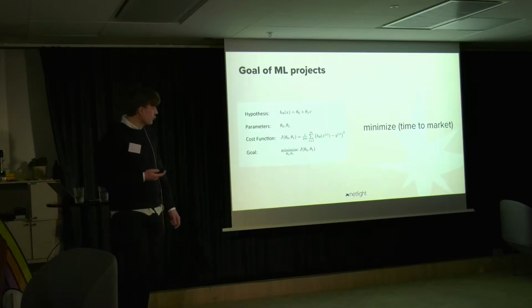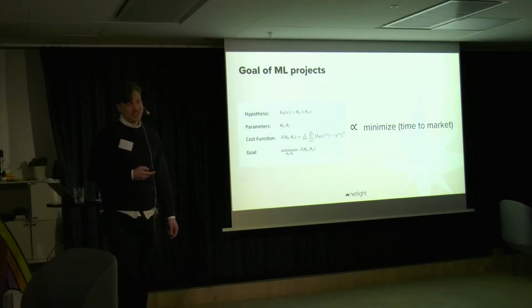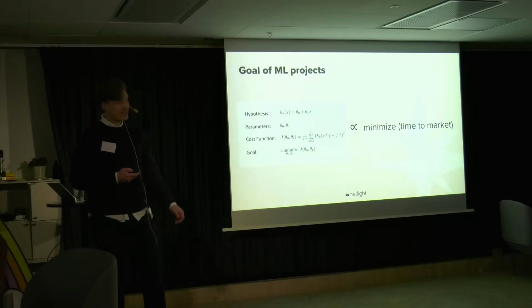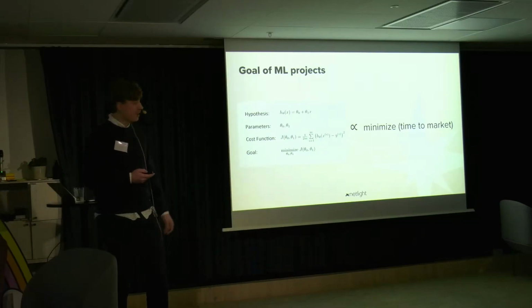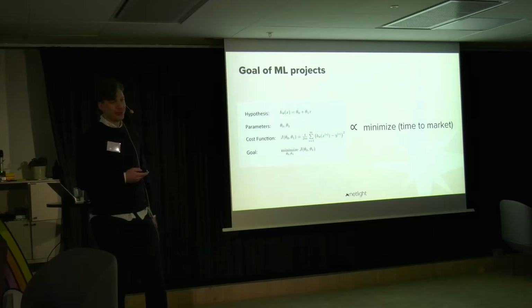So that's why, at the same time as you minimize your cost function, you also need to minimize your time to market. And the problem is that sometimes these two have an inverse correlation. If you spend more time on building a model, it can take you longer to come to market. Also, a lot of times your model will become more complex, and that will also increase the time it takes to deploy it and bring it to market.